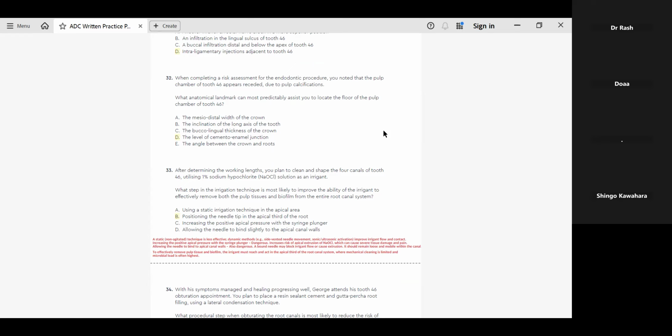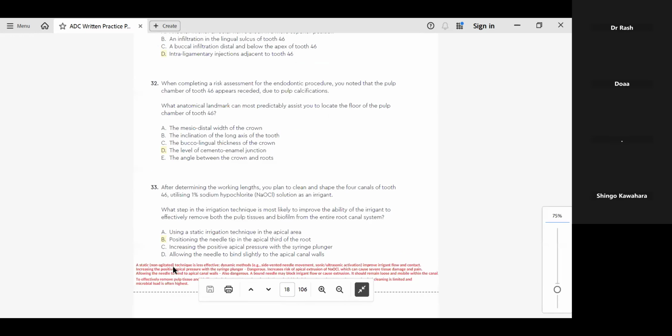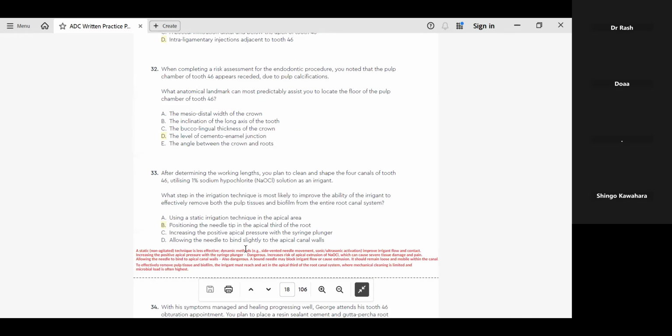And I've given some explanation as well here, where it says a static non-agitated technique is less effective. Dynamic methods, side-vented needle, movement, sonic, ultrasonic, improve irrigation flow and contact, which is why option A is wrong. Increasing the positive apical pressure with the syringe plunger, dangerous. Increased risk of apical extrusion of the irrigant, NaOCl, which can cause severe tissue damage and pain. Allowing the needle to bind to the apical canal walls, also dangerous. A bound needle may block irrigant flow or cause extrusion. It should remain loose and mobile within the canal.